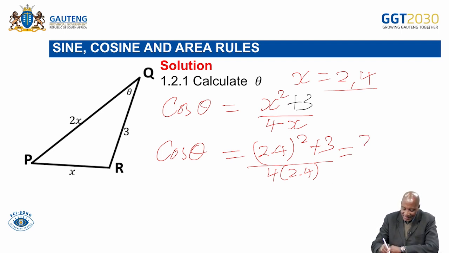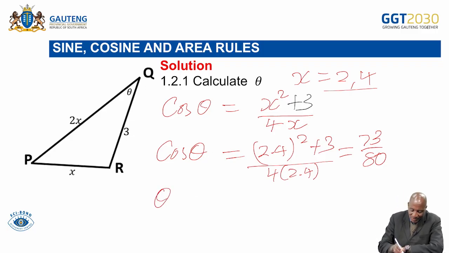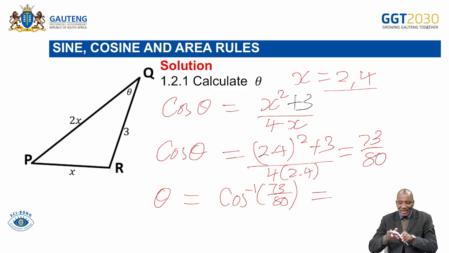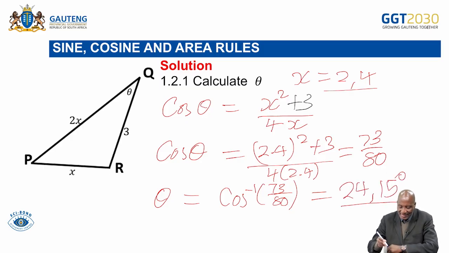I'm getting 73 divided by 80, which is less than 1. So it means we can evaluate and get the value of theta there. Therefore, our theta will then become arc cosine or inverse cosine of 73 divided by 80, which gives me, let's punch that on our calculators, arc cosine of, use fractions, 73 divided by 80, close bracket, I'm getting 24.15, correct to 2 decimal places.